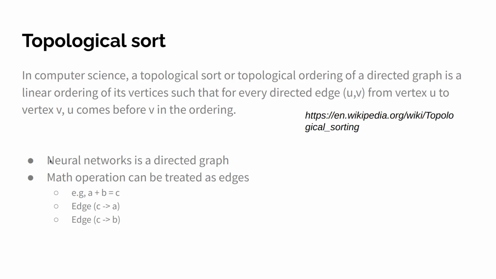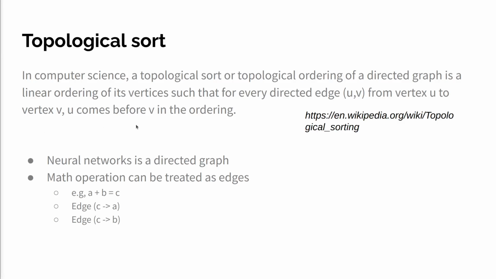To apply that in the neural networks, as we already learned that neural networks is a directed graph, and we use various math operations to build a graph. For example, A plus B produces C. And here we construct two edges. C depends on A, and C also depends on B. In the topological ordering, C comes before A, and C also comes before B.